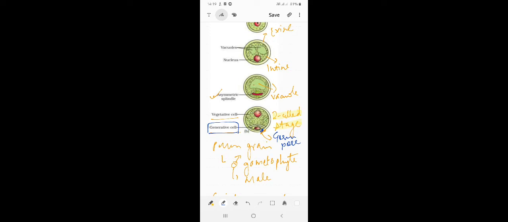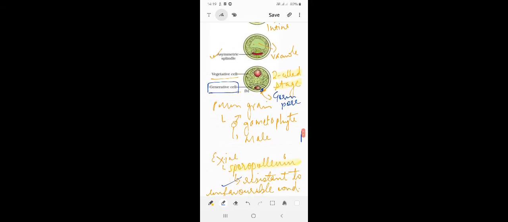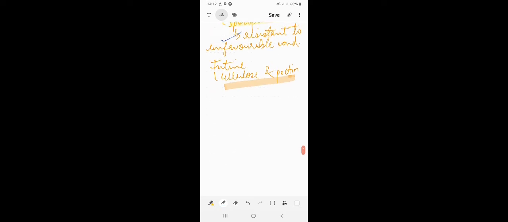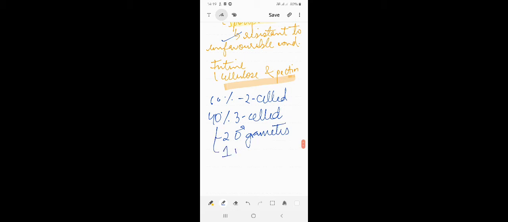But in the majority of angiosperms, the pollen grains are released in the two cell stage. So 60% of pollen grains are released in the two cell stage, but in 40% it may be the three cell stage. So what is a three cell stage? In which there are two male gametes and one vegetative cell with one nucleus.